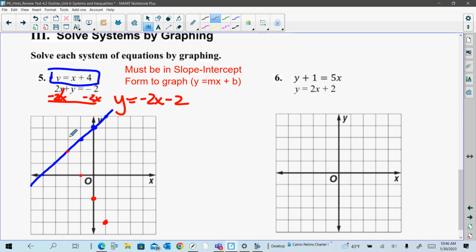All right. Hopefully we see these two lines are going to intersect. So that means we do have a solution. It's negative 2, 2. (-2, 2) is the solution. Very good.